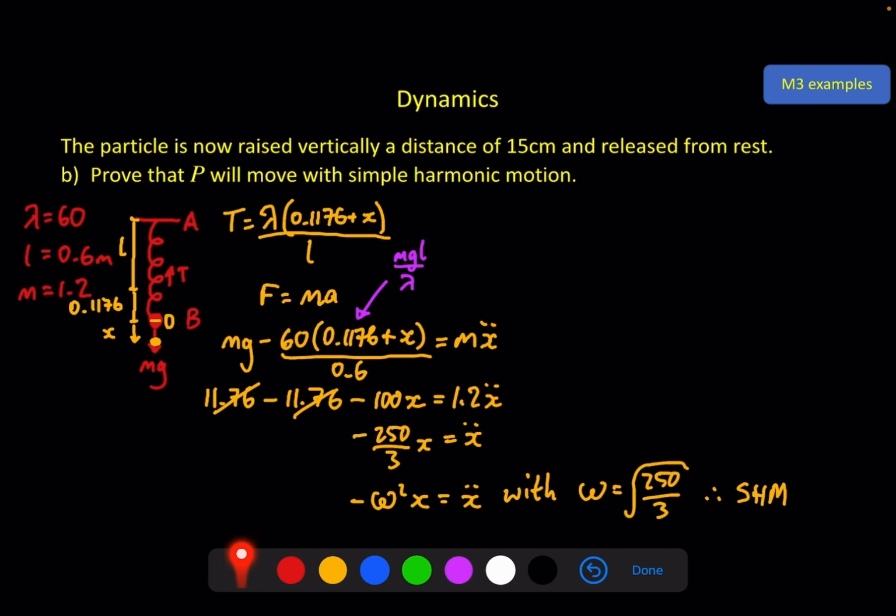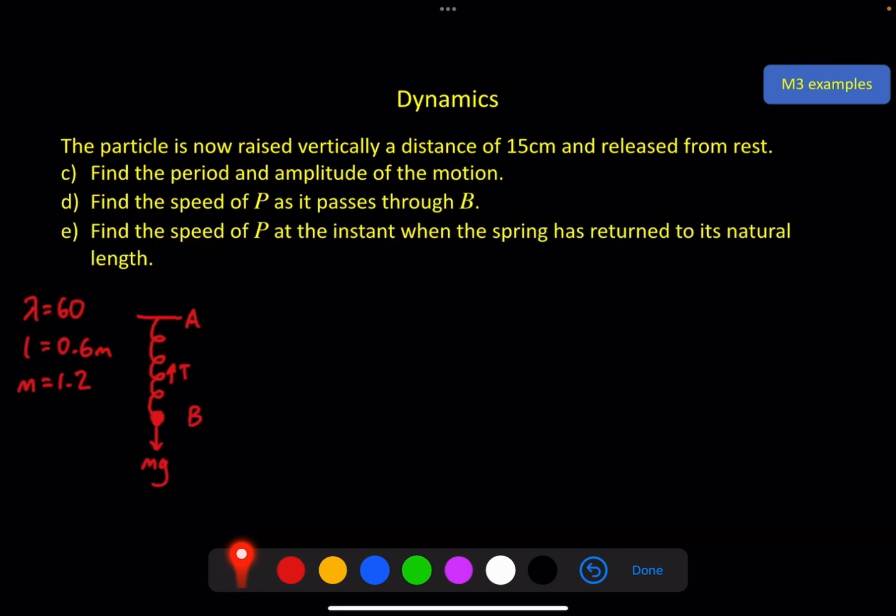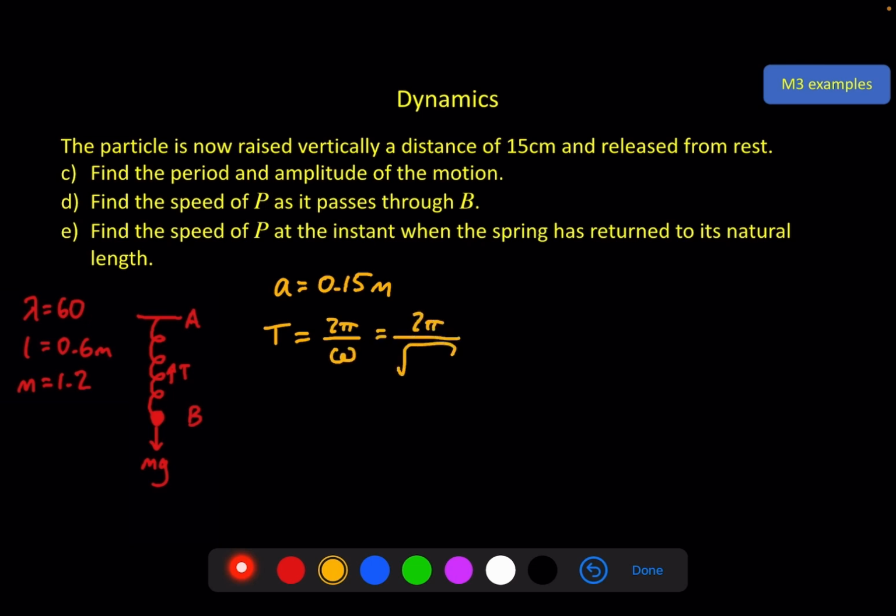And then we still have 3 questions to answer, the first of which is find the period and amplitude of the motion. Now the amplitude is quite straightforward because we have it here. If it's raised this distance and released from rest, then this is the amplitude. A is equal to 0.15 meters. The period, T, is 2 pi over omega, and we know omega is the square root of 250 over 3, which gives us pi root 30 over 25, which in decimal form is 0.688 seconds to 3 significant figures.